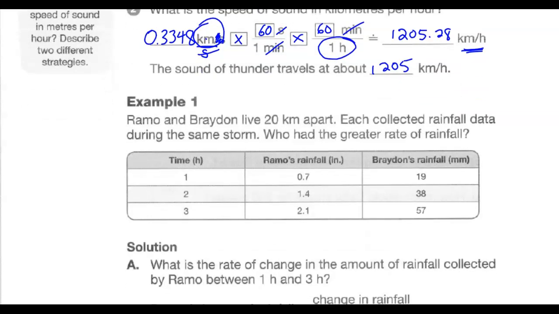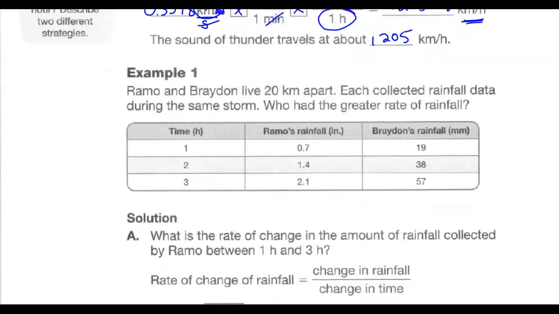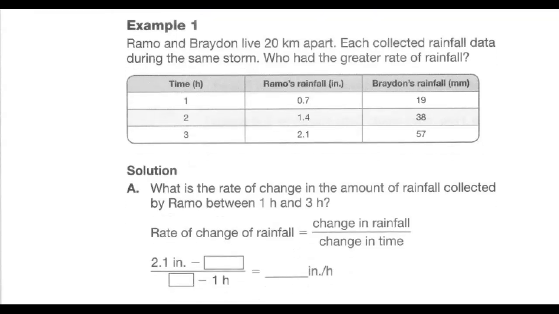All right. Ramo and Braden live 20 kilometers apart. Each collected rainfall data during the same storm. Who had the greater rate of rainfall? So rate of rainfall means in a time period. So the change in the rainfall divided by the change in the time. So let's take a look. The workbook takes us through it. What is the rate of change in the amount of rainfall collected by Ramo between 1 and 3 hours? So the rate between these might be a little bit different than these, but overall we're doing the whole thing, although it doesn't look like it's any different.